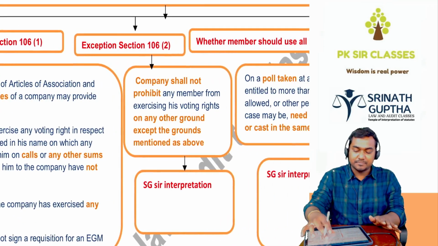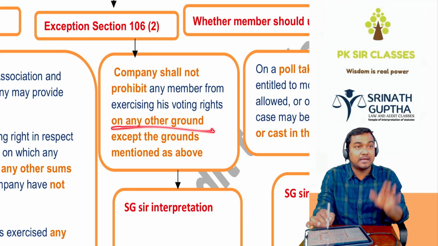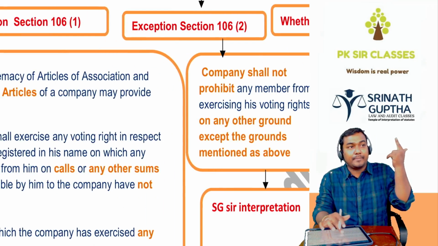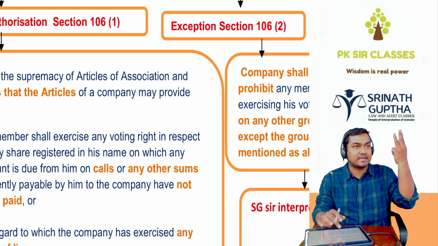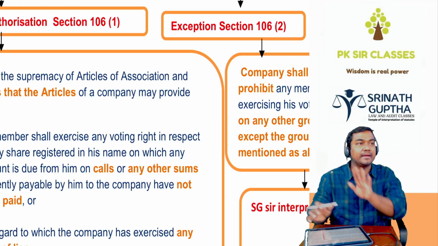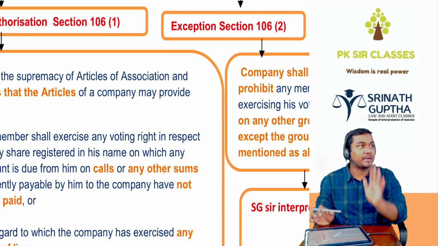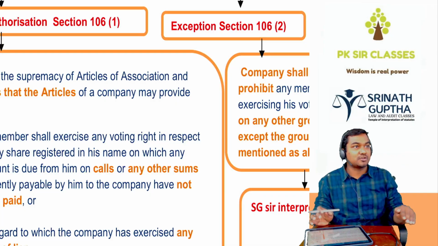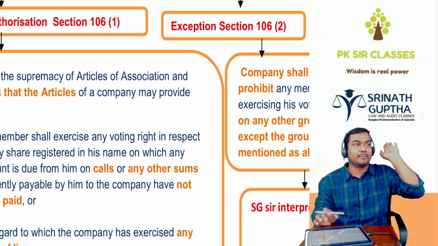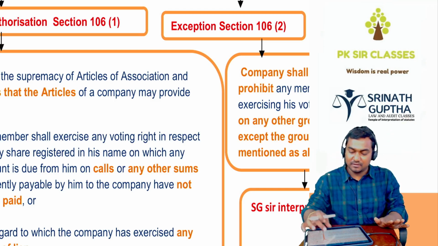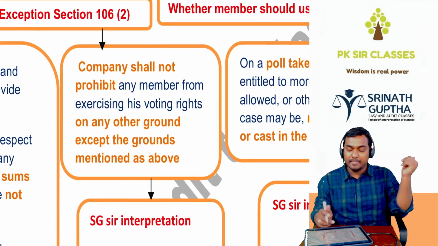Exception, this is in the exam. The company shall not prohibit any member from exercising the voting rights on any ground other than the above 3. So the company can restrict the voting rights only for 3 reasons: non-payment of the calls, non-payment of any other sums, and when lien is exercised. The company should not restrict the voting rights of the member for any other reasons, like since you're doing the CA, since you're from Andhra Pradesh, since you're from Hyderabad, since you're tall, since you're short, since you're black, since you're fat, since you're thin. So the company should not restrict the voting rights of the member for any other grounds other than the above 3 reasons.